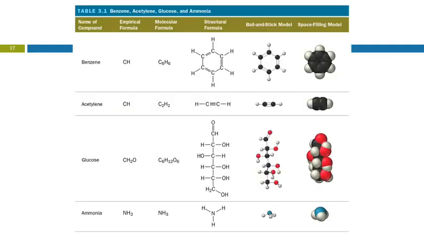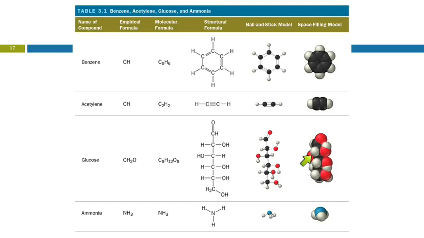And here's a table from your textbook showing ways of representing 4 different compounds. So let's just look at glucose. This is also known as blood sugar. The empirical formula, the molecular formula. There are actually a lot of different compounds that have that same molecular formula. The structural formula tells us how those individual atoms are put together. The ball and stick model helps us to understand the shape, as does the space-filling model.